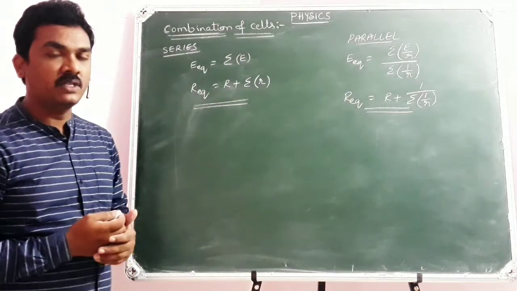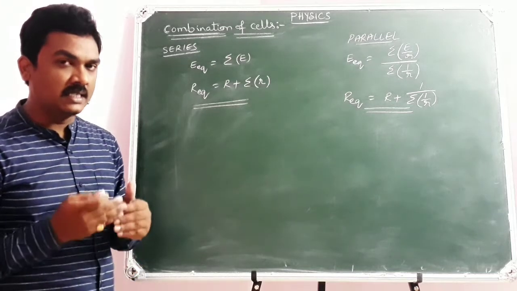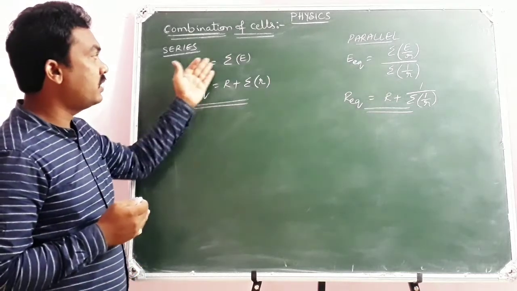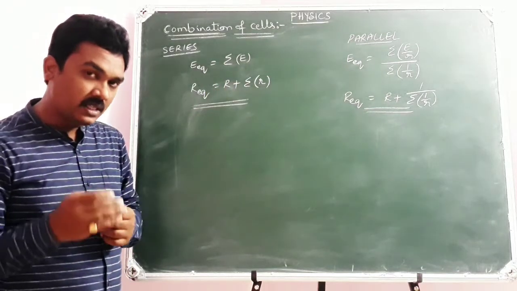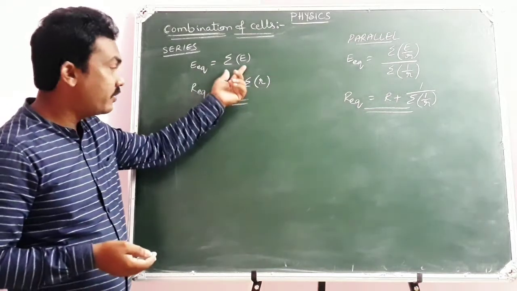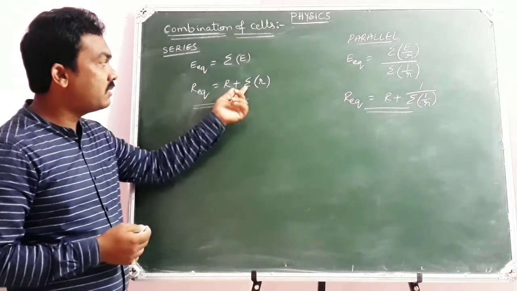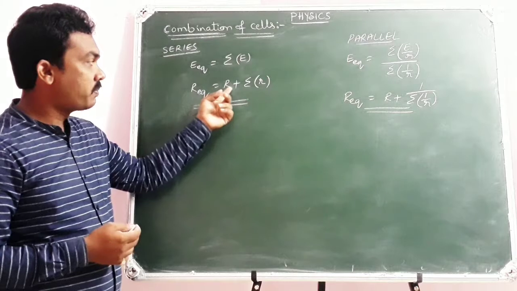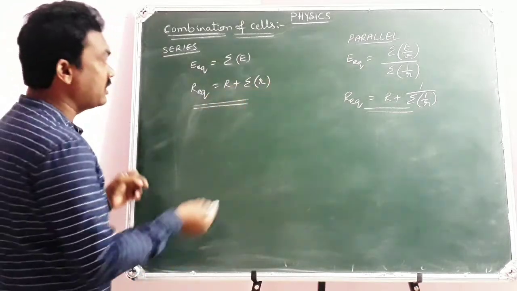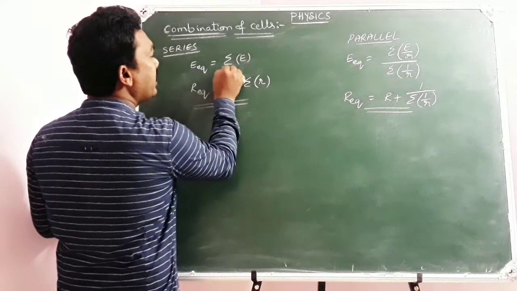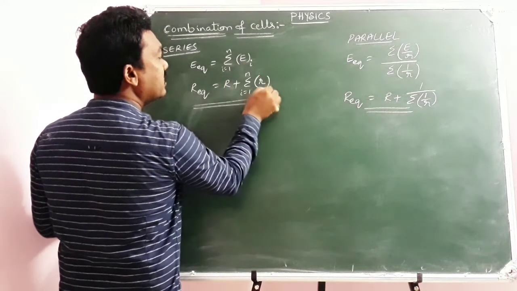Here are the conclusions of series combination and parallel combination. When two or more cells are connected in series, then equivalent EMF is sigma E, meaning E1 plus E2 plus E3 and so on up to En for n cells. Then equivalent resistance is R plus sigma of R, meaning R plus R1 plus R2 plus R3 and so on up to Rn, because n cells. Of course, you can write i equal to 1 to n, and here also i equal to 1 to n. It's a default.